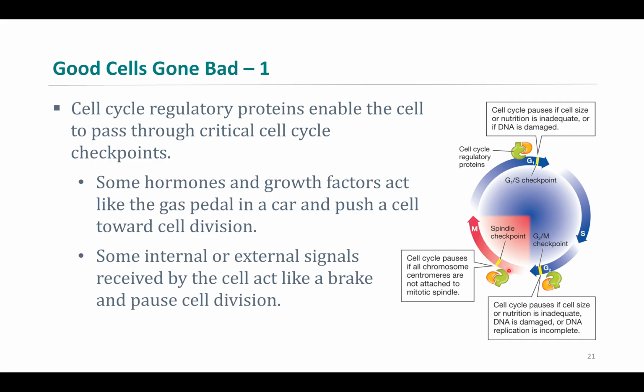The third checkpoint is the spindle checkpoint. In this checkpoint, the cell makes sure all the chromosomes are properly attached to the spindle. If any of the chromosomes are not properly attached, then the cell will not move to the next step. It will make sure they are properly attached. Okay, it will correct its mistake before it moves to the next step.